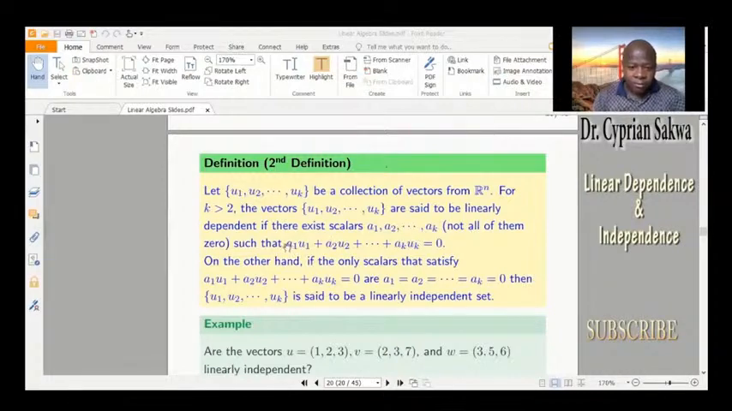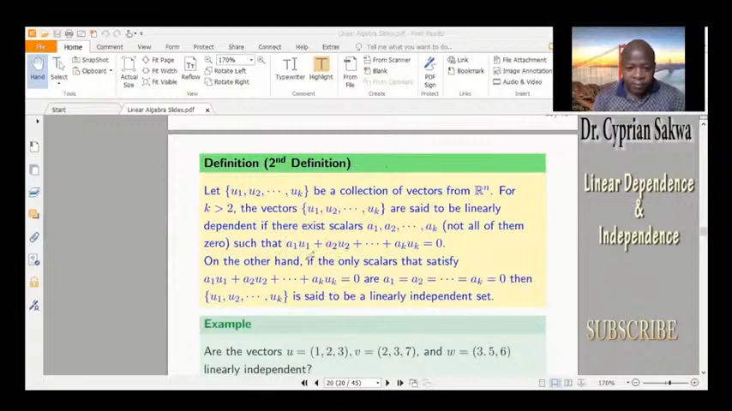Such that r1 times u1 plus r2 times u2 plus all the way up to rk times uk gives you 0. When these scalars exist, and they are not all 0, such that r1 u1 plus r2 u2 plus all the way up to rk uk gives you 0, then we say that this set of vectors is linearly dependent.